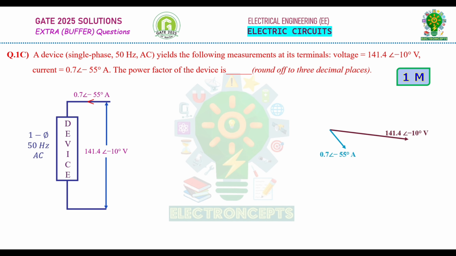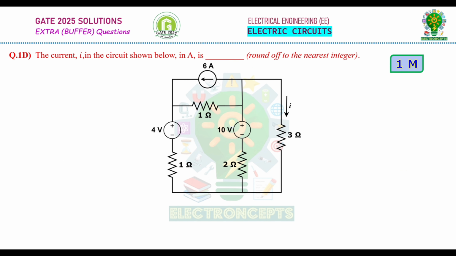To get the power factor, we need to calculate the value of theta, which is the angle between the voltage phasor and the current phasor. Theta is equal to minus 45 degrees. If we calculate in the opposite way, we get theta equal to plus 45 degrees. We can take the angle either way; there will be no change in the answer. We know that power factor is equal to cos theta, which is equal to cos of 45 degrees, which is equal to 0.707.